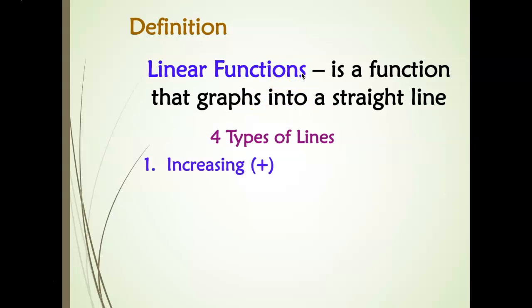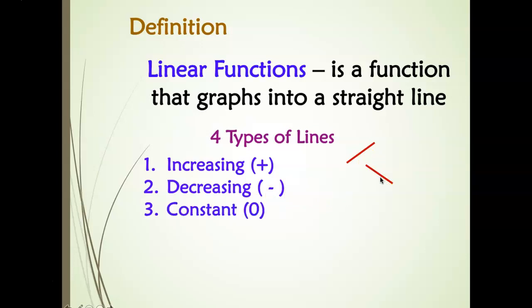The first one is the one that shows an increasing trend, and we call that a positive slope. As you can see here, it's going up. The second one shows a decreasing trend, which is a negative slope. The line is going down, just like what you see here.